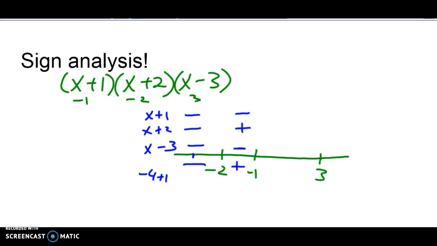Then I go between here. A nice number to pick is 0, right? 0 is right there. It's easy to put in. It's easy to see 0 plus 1 is plus, plus, minus. So plus, plus, minus. Multiply those three together. I end up with a negative. And then finally, anything greater than 3, well, then that'll be positive, positive. 4, take away 3 would be 1, which would be positive. So it's all positive at that point.